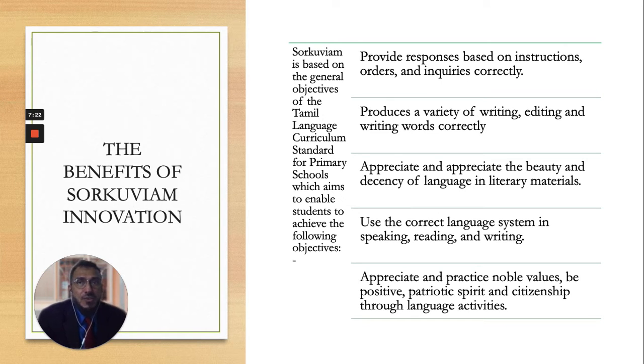So the benefits from the Sorcuviam innovation, we can say that the Sorcuviam is based on the general objective of the Tamil language curriculum standard for primary school, which aims to enable students to achieve the following objectives. It is based on the DSKP provided by the Ministry of Education. Number 1, provide responses based on instruction and order inquiries correctly. Number 2, produce a variety of writing, editing and writing words correctly. Number 3, appreciate the beauty and decency of language in literary material and use the correct language system in speaking, reading and writing. And the last, appreciate and practice noble values, be positive, with patriotic spirit and citizenship through language activities.